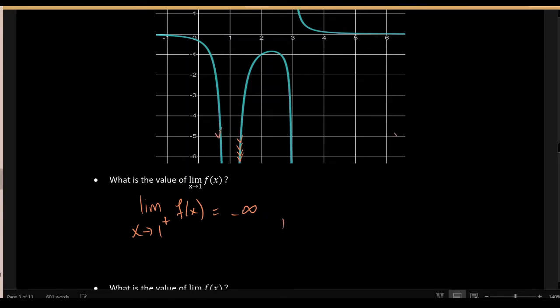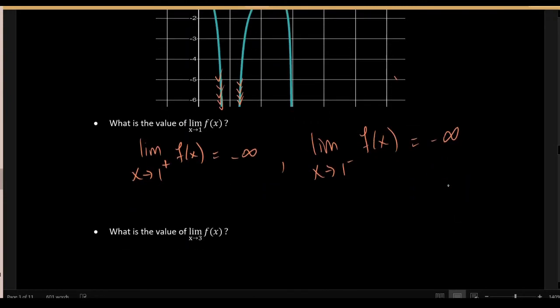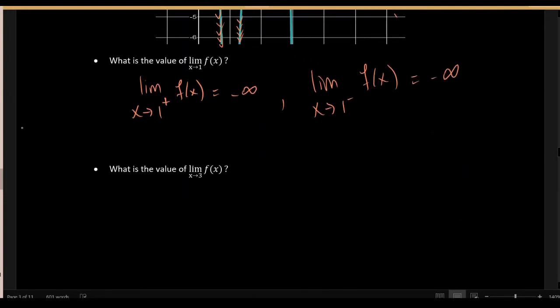Likewise, if I start slightly to the left of 1 and move in toward x equals 1, then the limit from the left side is also equal to negative infinity. Now the behavior on both the left and the right side of 1 is the same. Both of these limits are being labeled by a negative infinity. So I can label the two-sided limit by negative infinity as well.